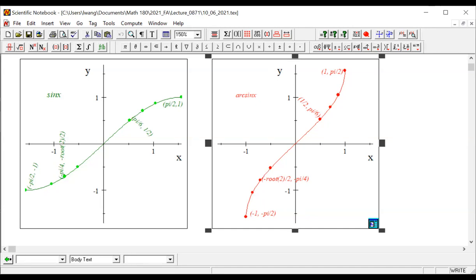So this point, okay? So let's just have a closure. Okay, so this point, I should use red. So negative root 3 over 2, negative pi over 3. And this point over here is negative half, negative pi over 6. Okay, you got it. On the other side, you guys got it?